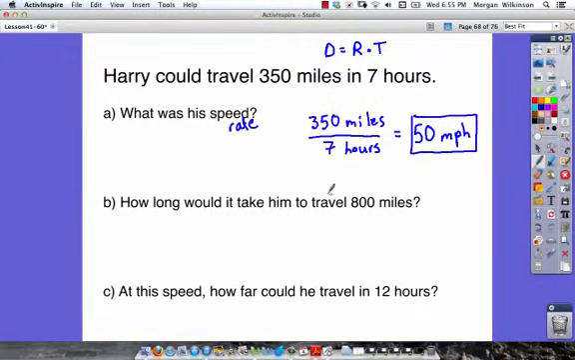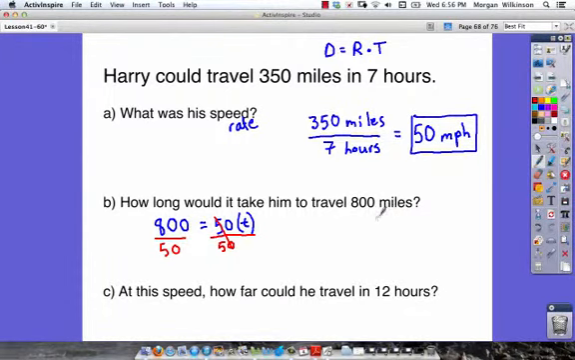How long would it take him to travel 800 miles? Well, if he wanted to go 800 miles total, d, that's distance, 800 is going to be equal to our rate, that's 50, times our time, t. I'm going to put that in parentheses, 50 times t. Well, in order to figure out what t is, we need to isolate it, get it by itself, so we're going to divide by 50 on both sides, because 50 divided by 50 is 1. What we do on one side, we have to do on the other side to balance out.